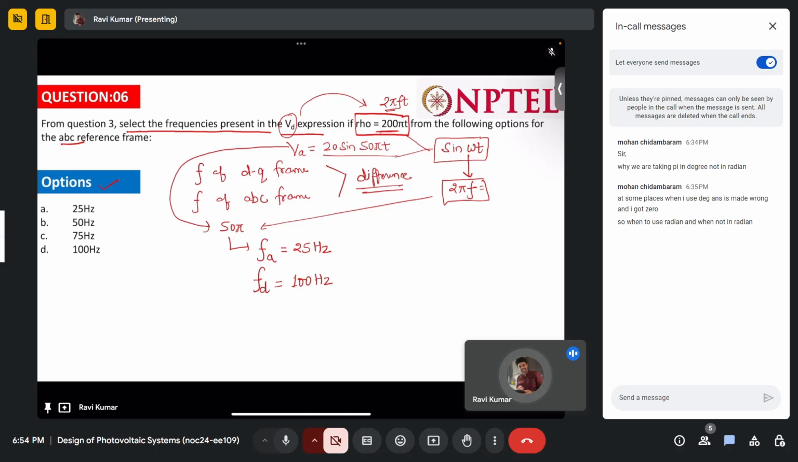So the difference between FD minus FA is 100 minus 25 Hertz. It is coming to be 75 Hertz. So our VD expression frequency should be 75 Hertz. So the answer here is C.